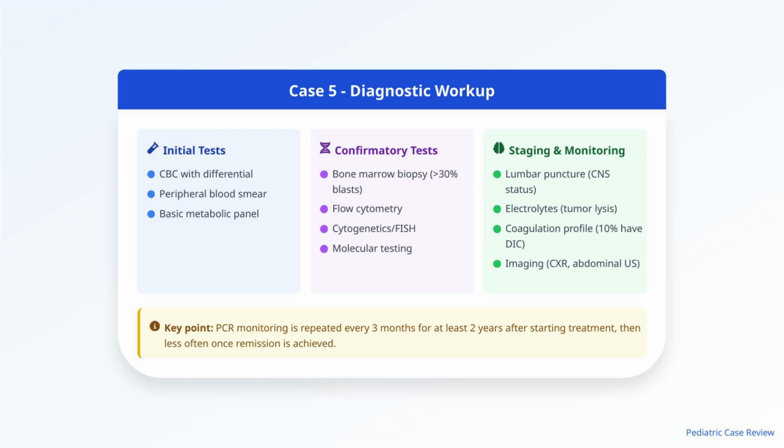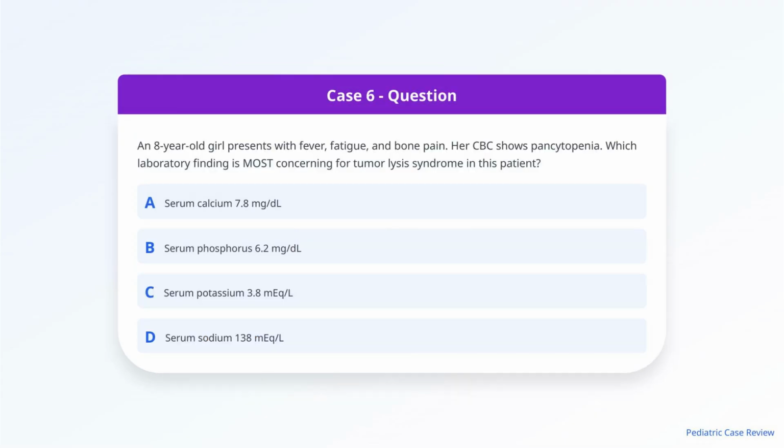Lumbar puncture is essential for staging to assess central nervous system involvement. Metabolic parameters including electrolytes, liver function tests, uric acid, and lactate dehydrogenase are important to evaluate for tumor lysis syndrome, which can occur either before or after starting chemotherapy. Additionally, coagulation studies are critical as approximately 10% of patients with acute leukemia have disseminated intravascular coagulation at the time of diagnosis.